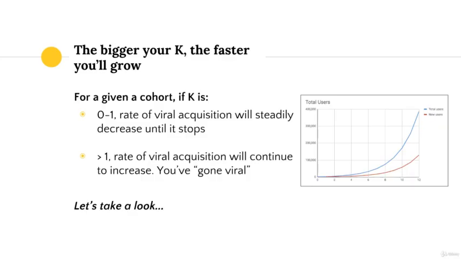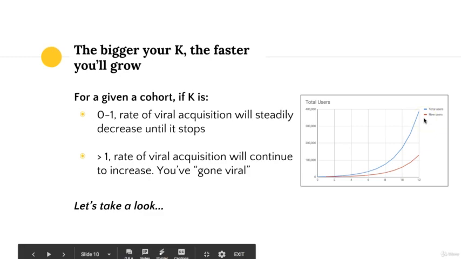The bigger your K, the faster you'll grow. So for a given cohort, if K is between 0 and 1, the rate of viral acquisition will steadily decrease until it stops. And if it's greater than 1, then the rate of viral acquisition will continue to increase. That's when you've gone viral, just like in this graph here. But let's take a closer look with a spreadsheet.